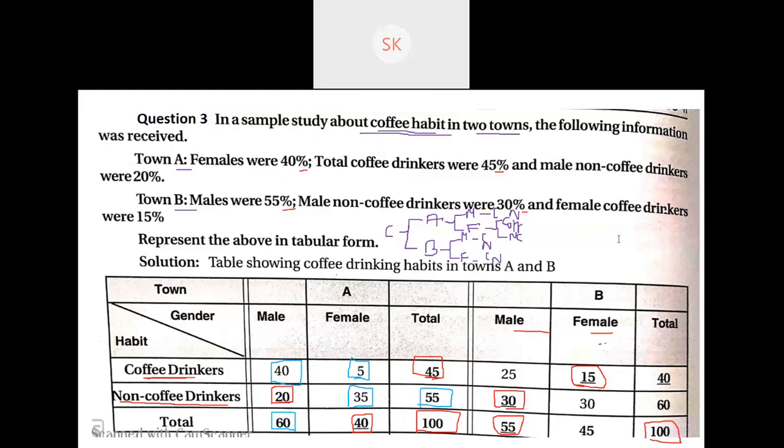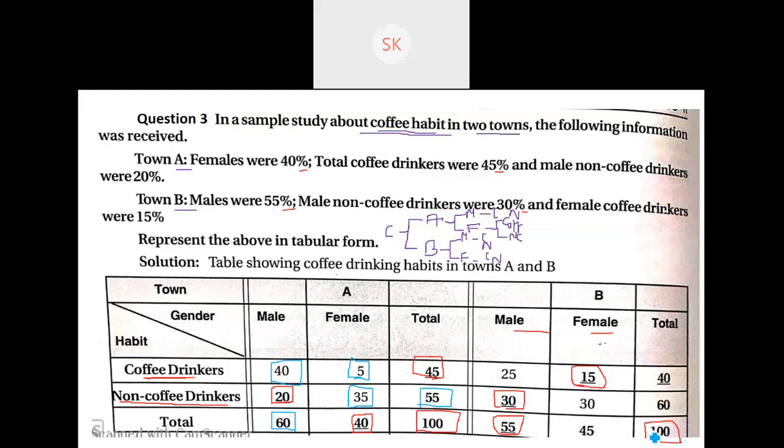Any doubts in this? Any doubts in town A calculation? Since they have given percentages, it may sound a little confusing at times, so carefully read the question. Okay, now let's go to town B.